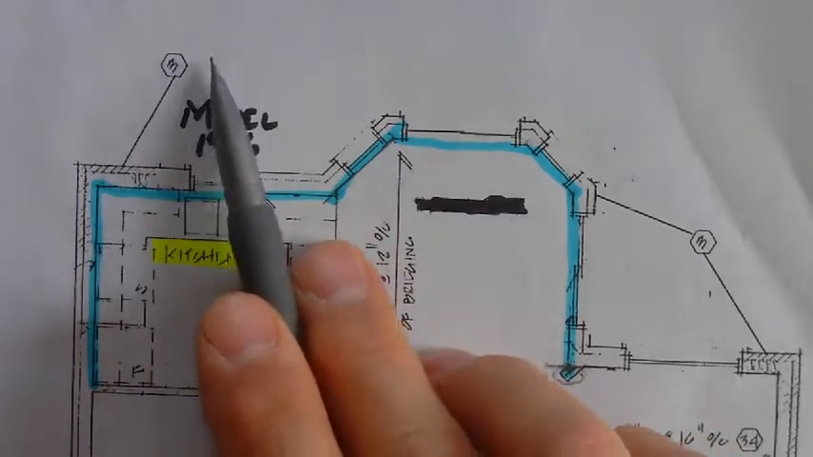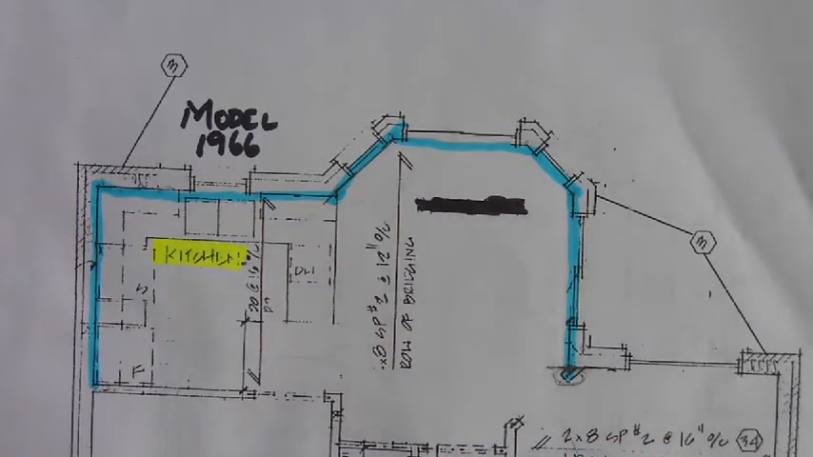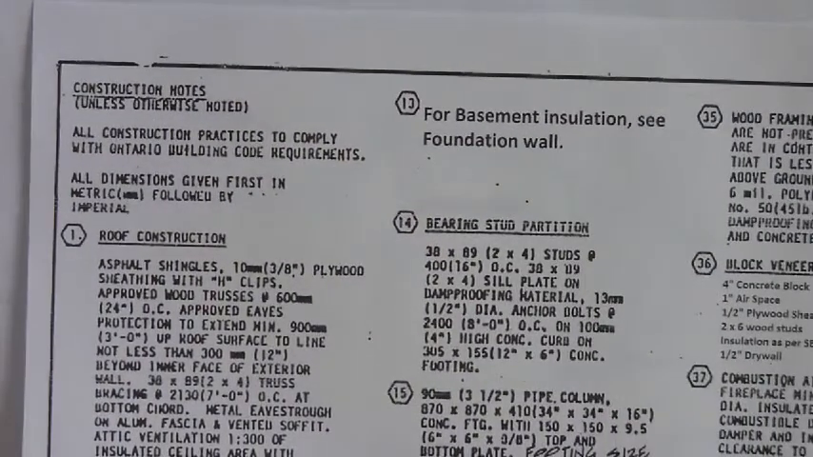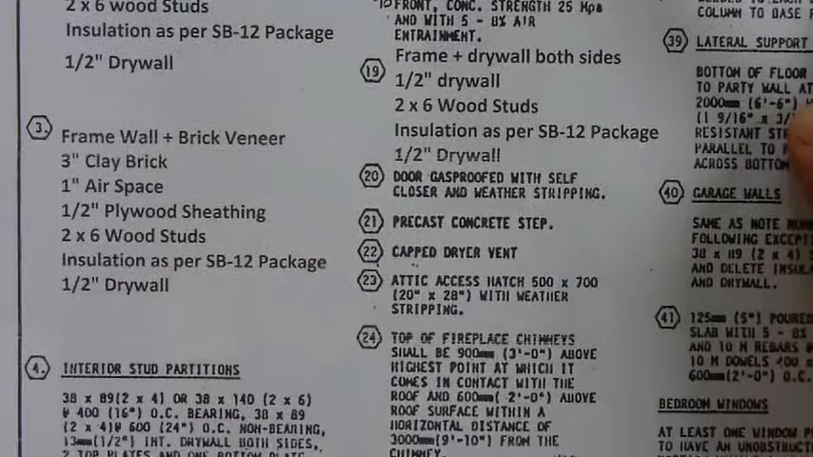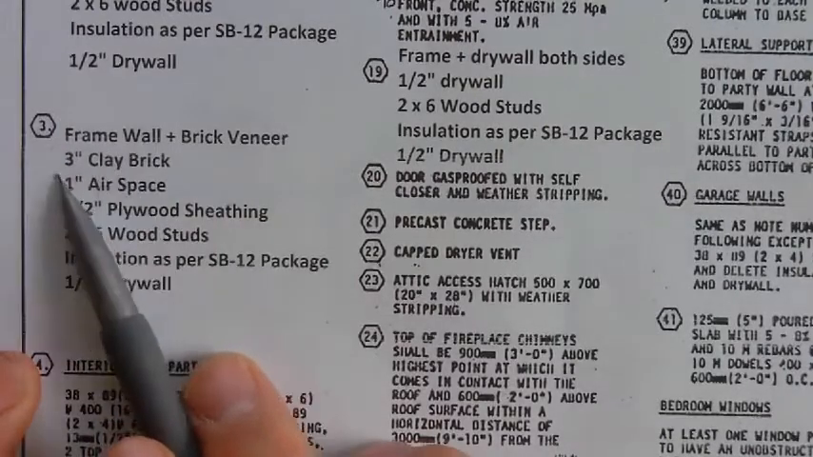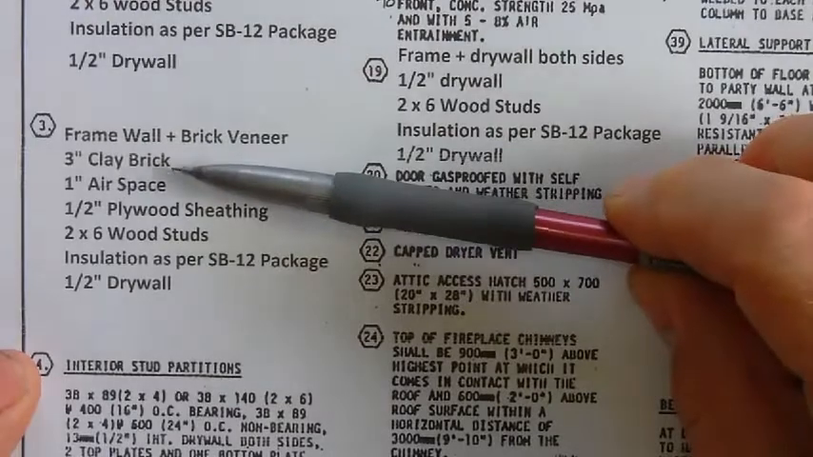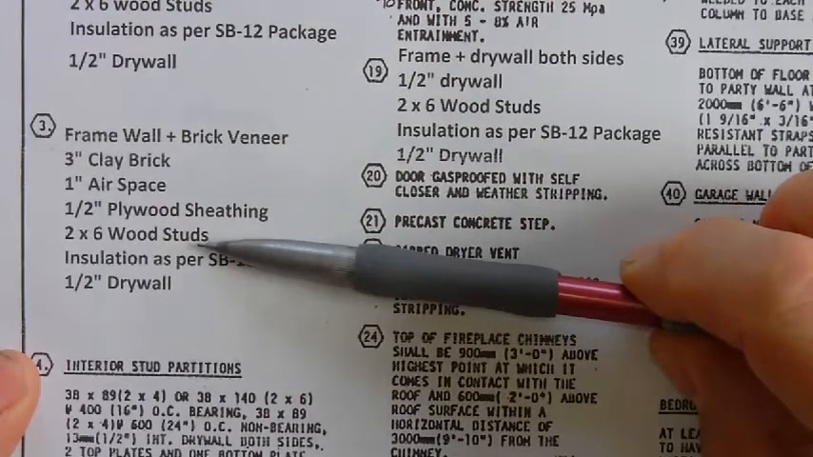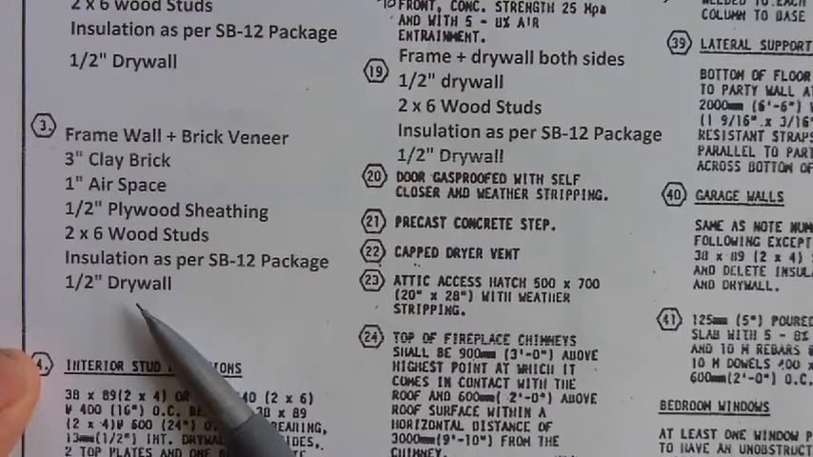Now you also notice that we've got a box here with number 3 in it and a line pointing to this wall. So if you go to your construction notes, which is the front page, you will see that you've got all those boxes with numbers in them. As you scan down, you would find box number 3, and you'll notice that the description says it's a frame wall with brick veneer. Then it begins to list the components in that wall. So we've got a 3-inch clay brick, there's a 1-inch air space, a 1/2-inch plywood sheathing, you've got 2x6 wood studs, and then insulation as per SB 12 package, and then on the inside we've got 1/2-inch drywall.